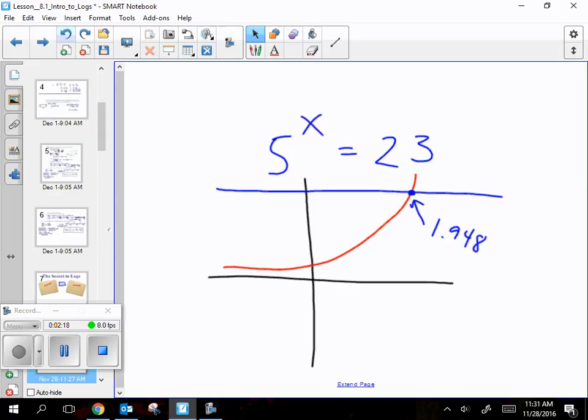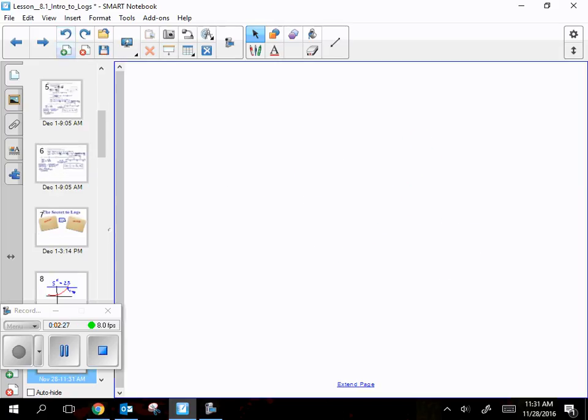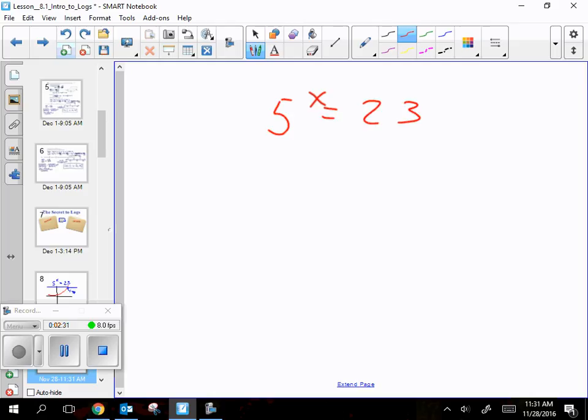You guys all know exponential growth, right? It just grows, grows, grows really fast. That's kind of what it looks like. Now, that's different than a log. Aren't we supposed to be talking about logs? Yes, I just wanted to show you that this isn't the only way to solve it, but logs is one of the best ways to solve it. So, how do I solve this with logs?